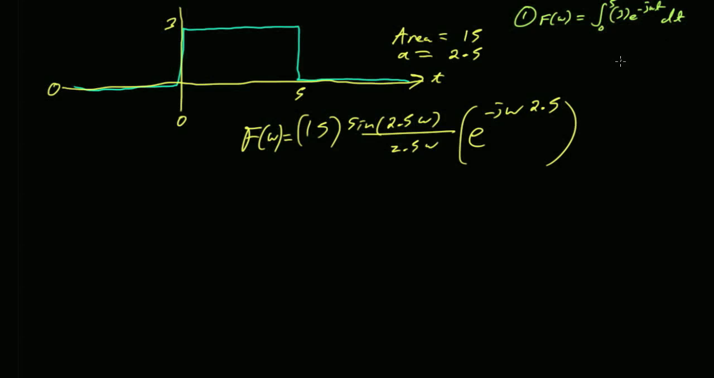Right? If I were to do that, I will get 3 over negative j omega times e to the minus j omega 5 minus 1. And I don't know, you can polish that a little bit and turn it into something, but that's basically the right answer. Okay?